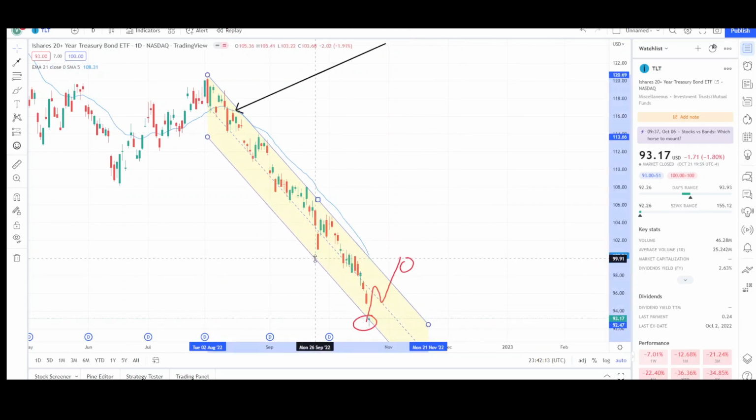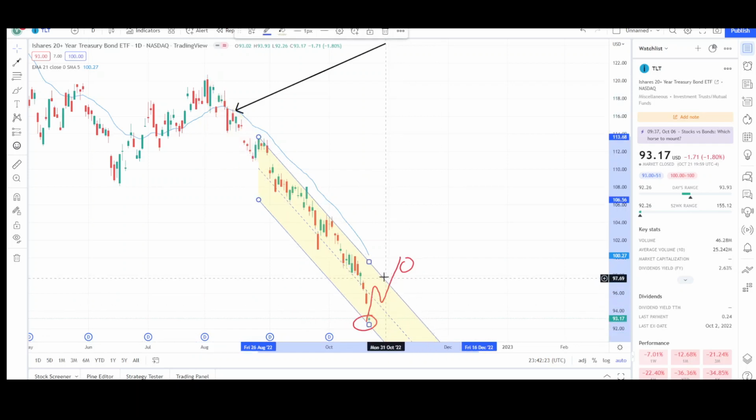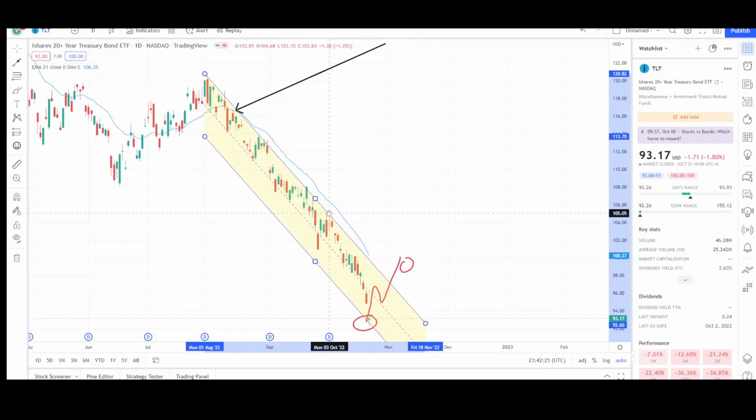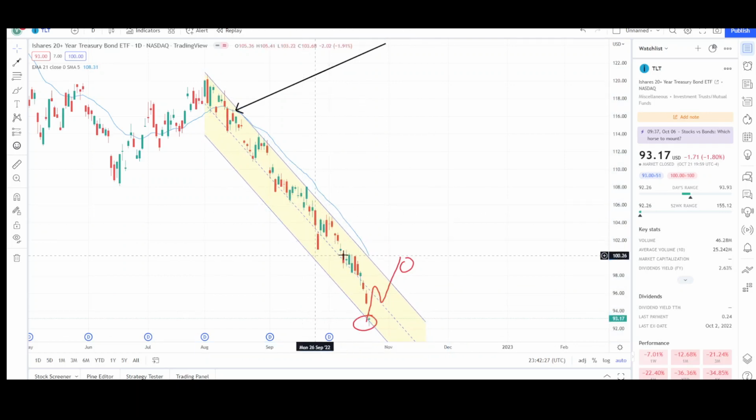Maybe the channel is just wider, so maybe this isn't an overshoot. If this isn't an overshoot, then we're probably just going to come back a little bit, maybe to the $97 level, and then continue lower. If it's an overshoot, then we're going to see a larger pullback. If it's not an overshoot, then we're going to see a small pullback.